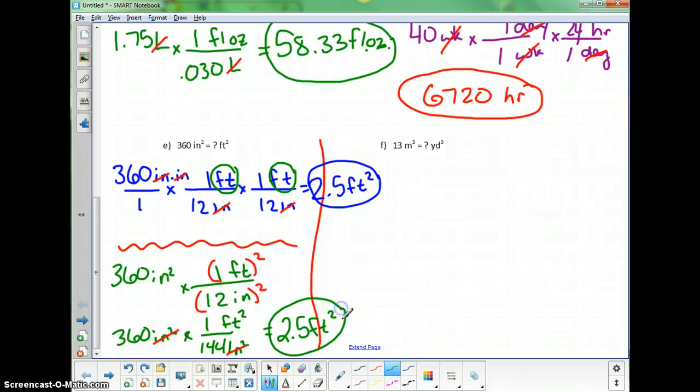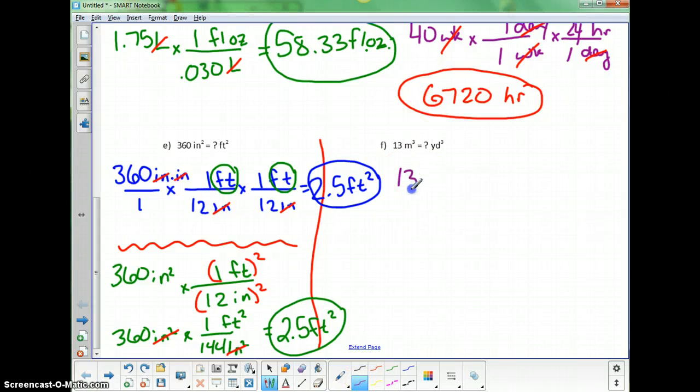So however you want to think about it, since this was square inches, I'm going to separate into inch and use my conversion fact twice, or square inches, so I'm going to square the inches so I can get the square conversion fact. Doesn't matter. Both will get you the same result. We're actually doing the same thing in both of them, really, because to square something is to multiply it by itself, which is what we've done up here. So there's two different ways of expressing that same idea. Okay, let's go ahead and look at the next one.